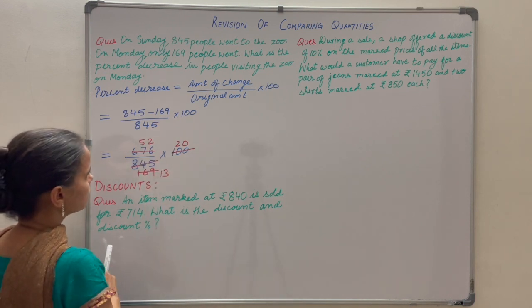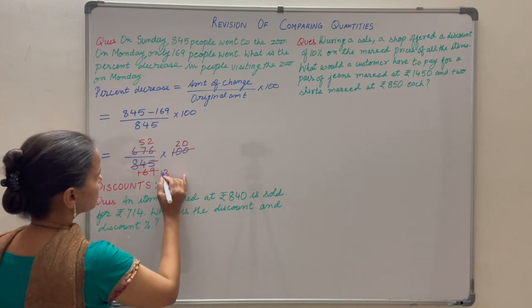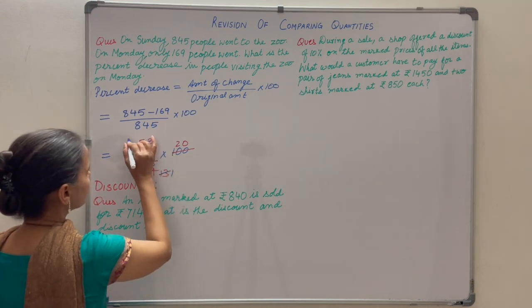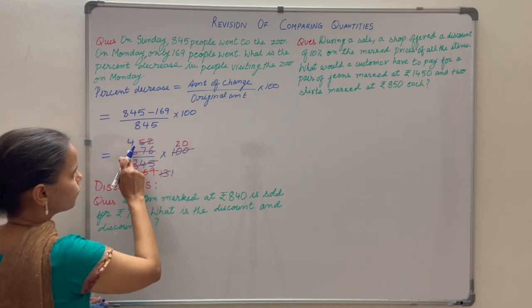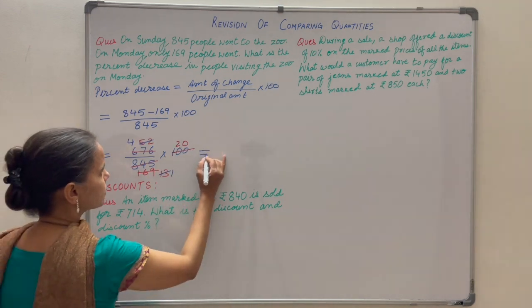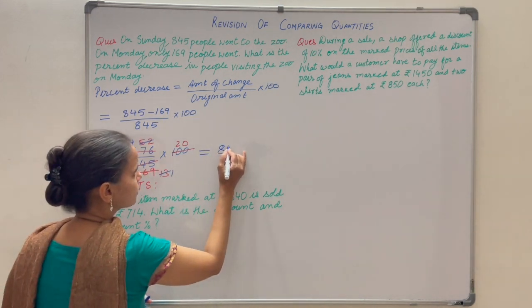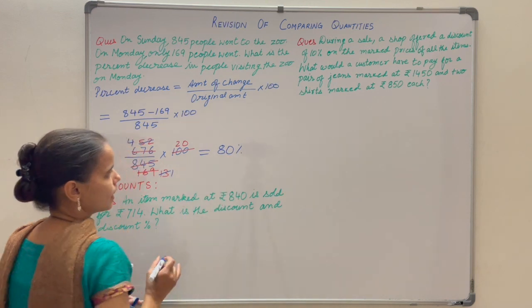Again you can cancel by 13 here. So 13 was a 13, 13 4s are 52. So you got 4 into 20, that is equals to 80. So how much is the decrease percent? 80%.